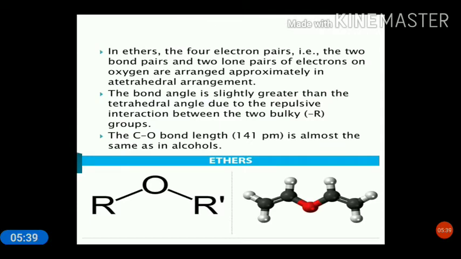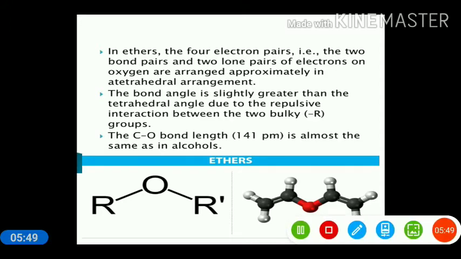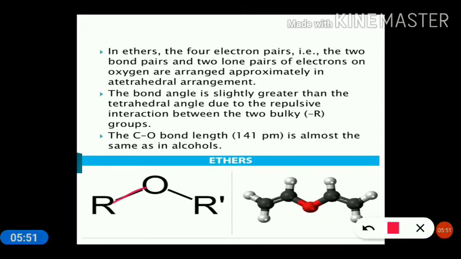In ethers, there are 4 electron pairs, that is 2 bond pairs and 2 lone pairs. These are the bond pairs. I hope you can see the bond pairs easily. These are the bond pairs. And here lone pairs are there. So you can see the lone pairs. They are arranged approximately in a tetrahedral arrangement. You can see the 3D view of the ether.